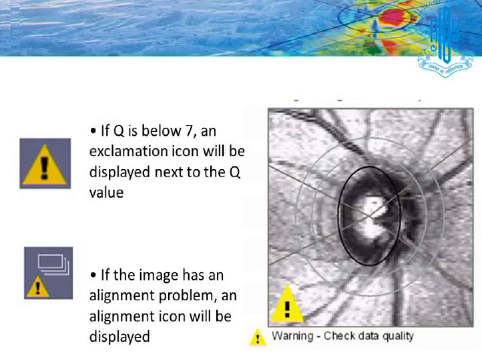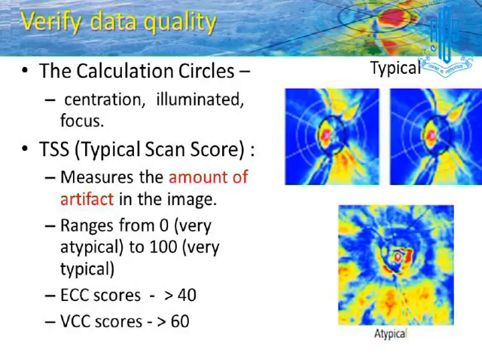If Q is below 7 and the exclamation mark as shown here is there, then we have to check the data quality and retake it. But if there is an alignment problem, then the alignment icon will be shown in a triangle. Then we should see that the calculation circle is well centered, and that a well illuminated and well focused image is there to calculate it for the progression analysis. And the typical scan score should be very good because it measures the amount of artifact. As shown in this, it is a highly atypical image and should be discarded.